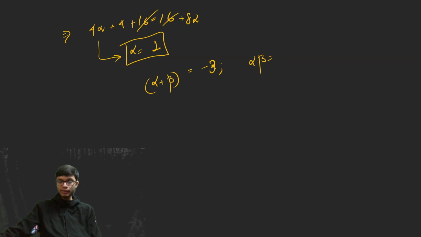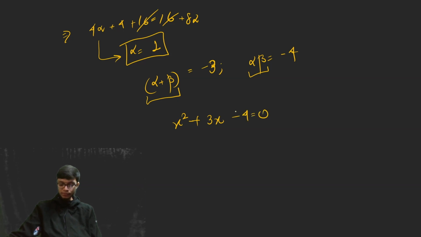So alpha plus beta is equal to minus 3, and alpha beta is equal to minus 4. Now such an equation whose roots are alpha plus beta and alpha beta will be of the format x square plus 3x minus 4 is equal to 0.